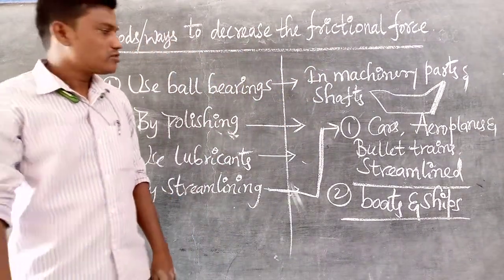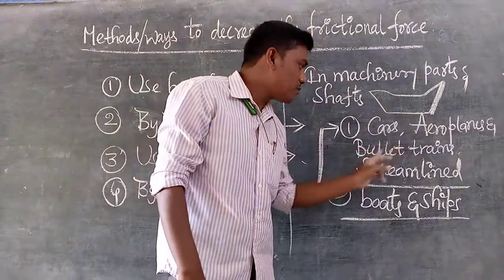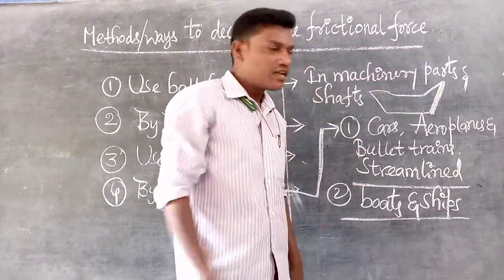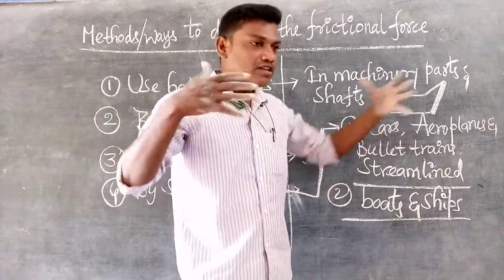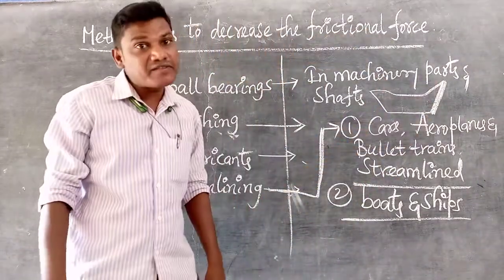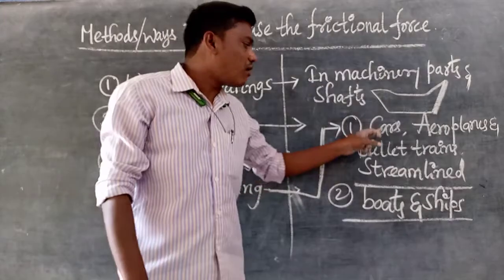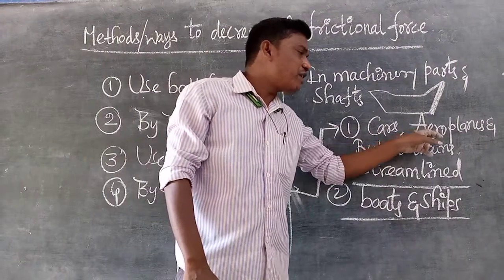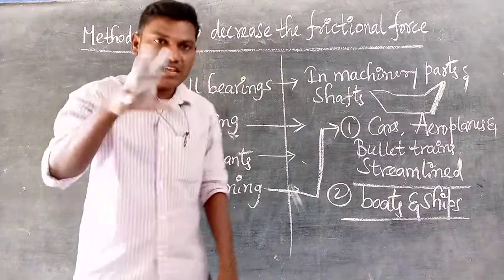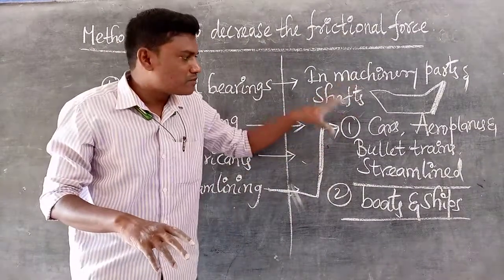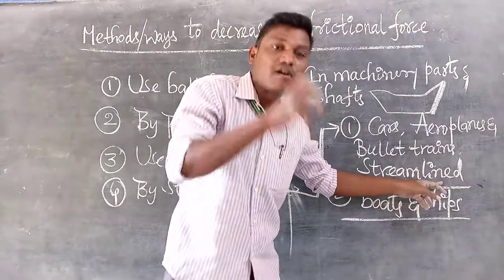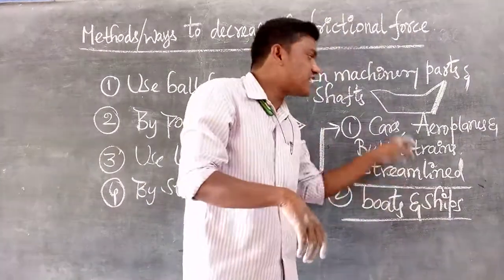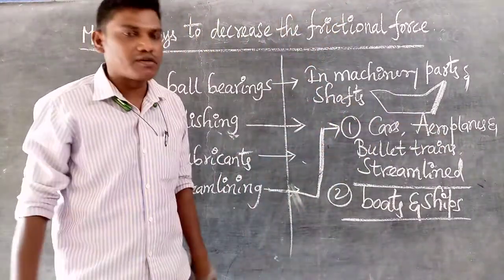Listen very carefully. Cars, aeroplanes and bullet trains are traveling in the air. Bullet trains and cars travel on the road, but in the surrounding, air frictional force is acting when the cars and bullet trains travel, but aeroplanes travel in the air only. Anyway, the cars, aeroplanes and bullet trains are specially designed, which is called streamline, to reduce the air frictional force acting on it to achieve that particular speed.